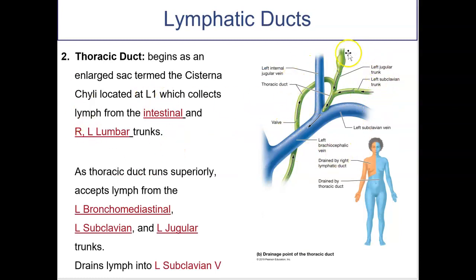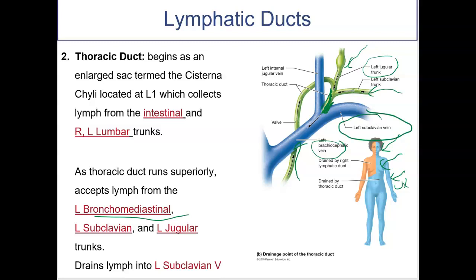And then once it gets up here, we see that our left subclavian, our left jugular, and our brachiocephalic are going to drain into that. So excuse me, I should have said bronchomediastinal. I was looking at the vein on my picture and not the trunk. So my bronchomediastinal, from the left side of my chest, my left subclavian from my left upper extremity, and then my left jugular from the left side of basically my head, face, and neck. And then notice that this thoracic duct here is going to empty lymph into the left subclavian vein.